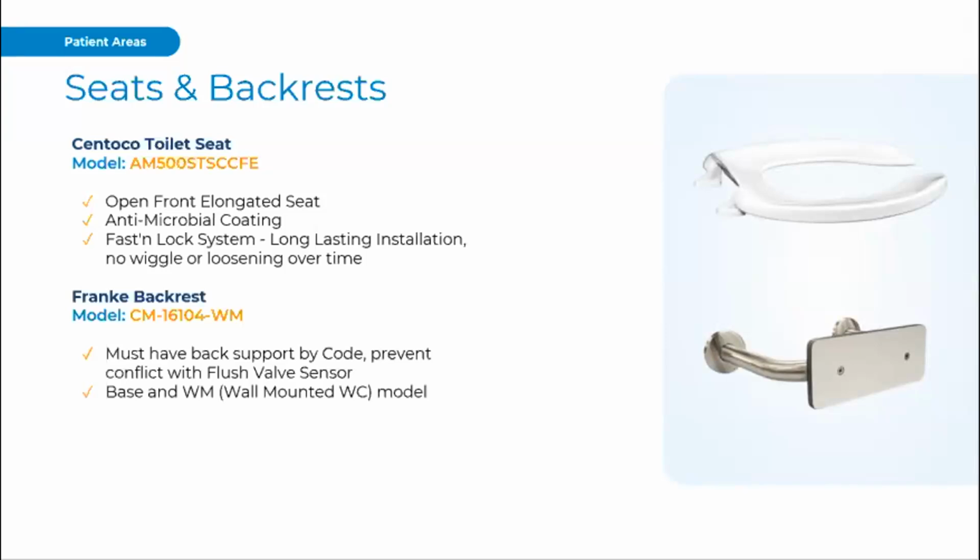It's possible to avoid it, but the most reliable way to avoid those installation issues is with a seat with open front and the backrest itself. Keep in mind when selecting your backrest, if you do go with an exposed flush valve, be conscious of the depth from the wall to that cover so that it extends and goes around the flush tube.